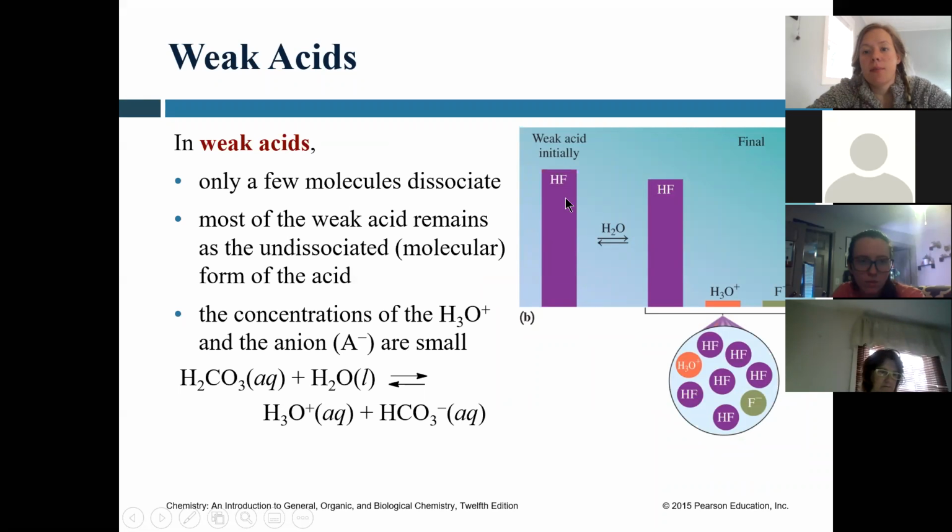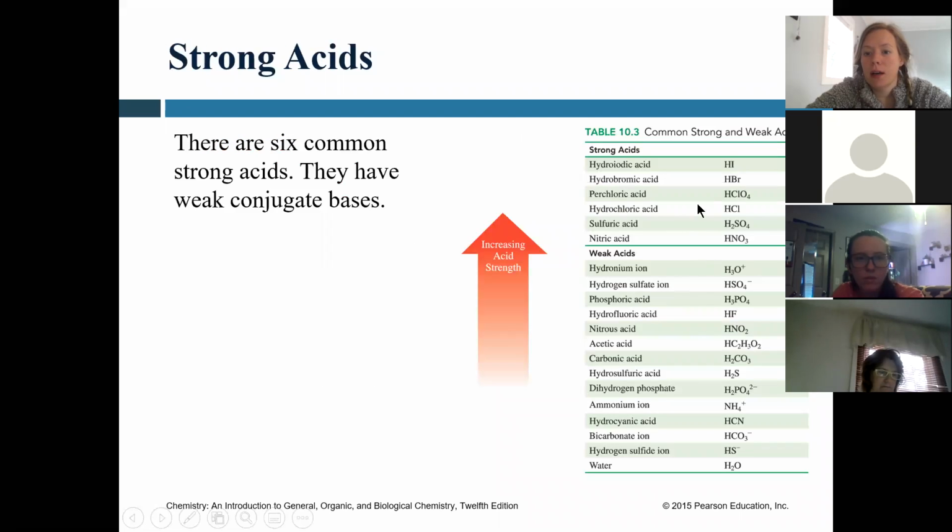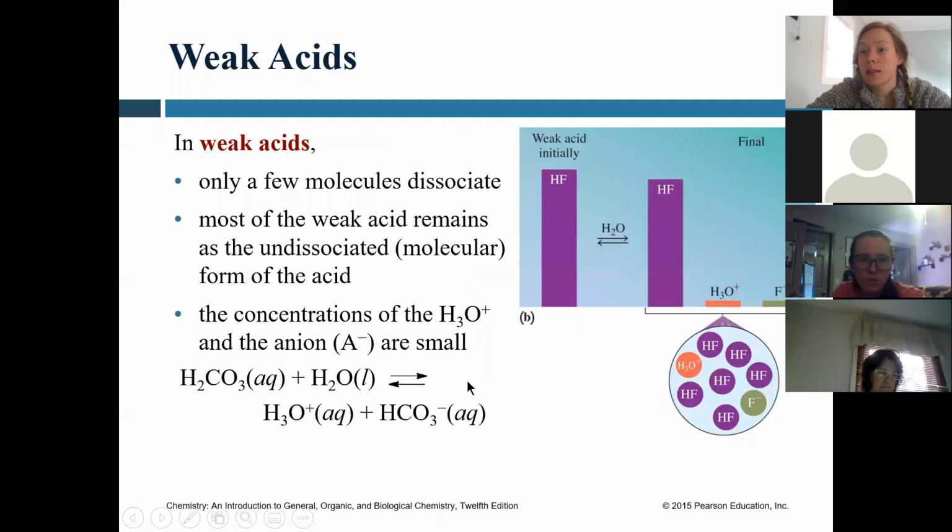Here are some examples of what a weak acid would look like. So if I have HF, we'll go back over here. Where's HF? There's HF, hydrofluoric acid. It's under the weak acids. That means that it doesn't completely dissociate. So we have our molecular HF. Some of it will break apart into H3O+ and F-, but some of it will stay in molecular form. So we get this sort of oscillation back and forth between the molecular and the ionic, or the broken down version.